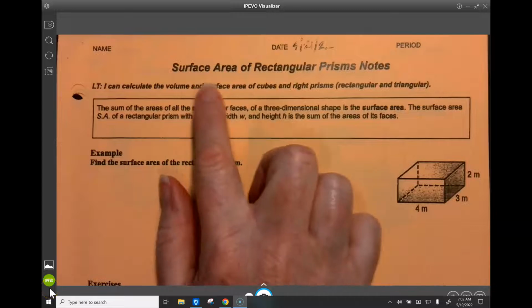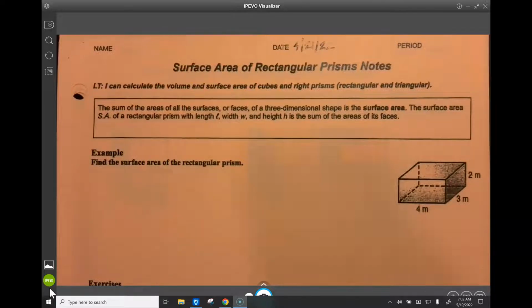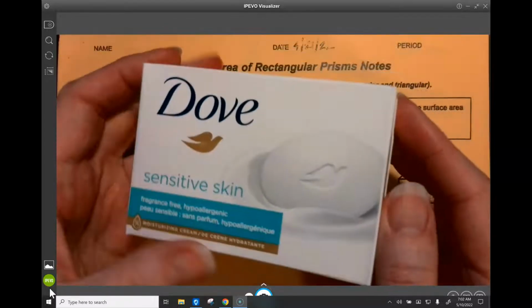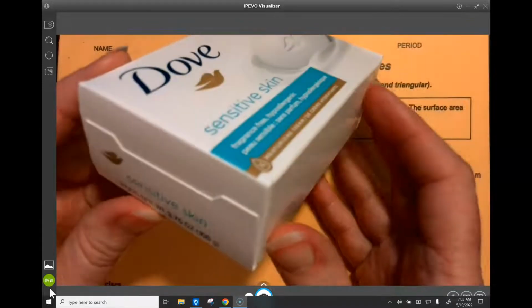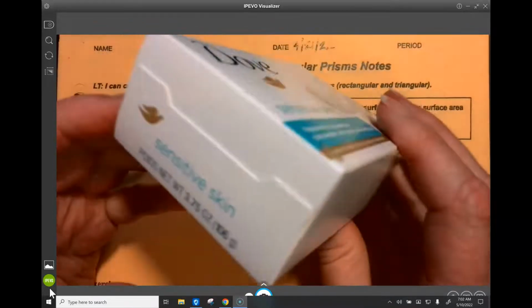So we're going to talk about surface area today for rectangular prisms and also triangular prisms, possibly cylinders. I doubt if we'll get that far. So let's look at what a rectangular prism is. And yes, I have it at home, so I'm using what I have. So here is a rectangular prism. A rectangular prism means that it's just a rectangle, but it's three-dimensional.